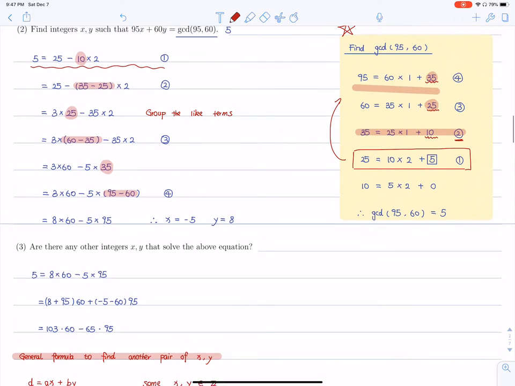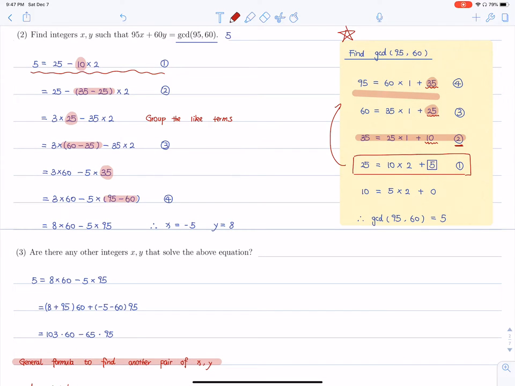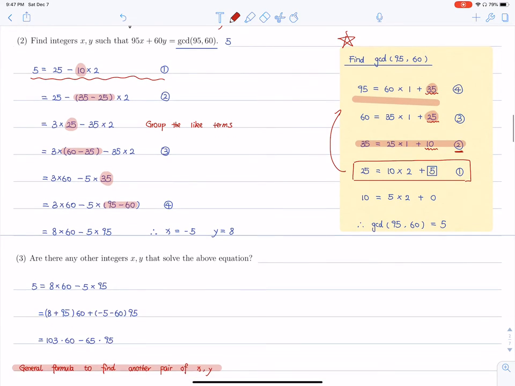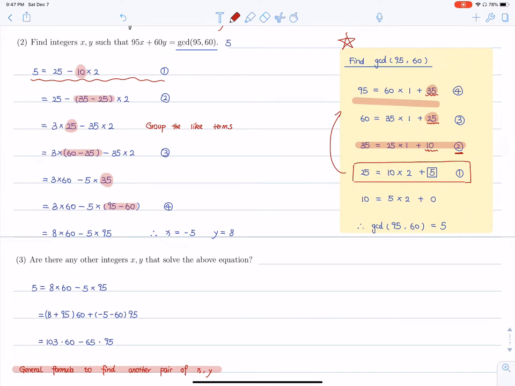And the third part of this question is, are there any other integers x, y that solve the above equations? Are there? Of course there are. Why is that? Okay, I'll tell you why.